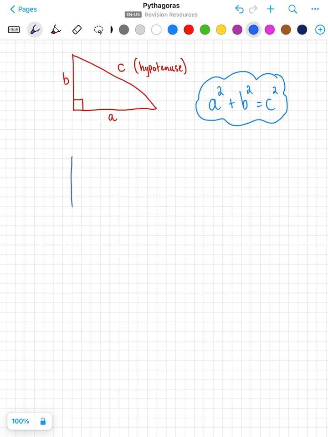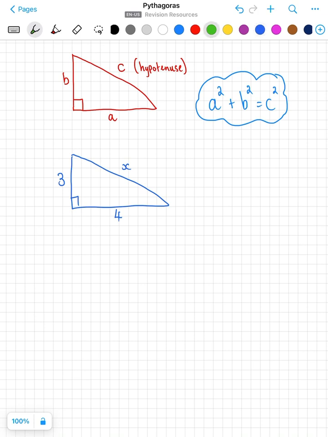Let's do an example of a right angle triangle with base length 4, height 3, and we are trying to work out the length of the hypotenuse. Step 1, we label our triangle A, B and C. It doesn't matter which way round you label A and B, as long as C is always the hypotenuse.